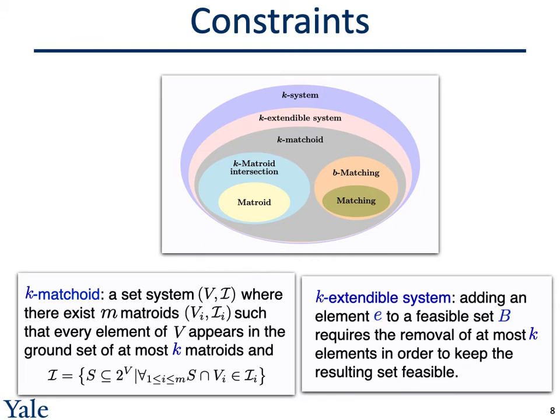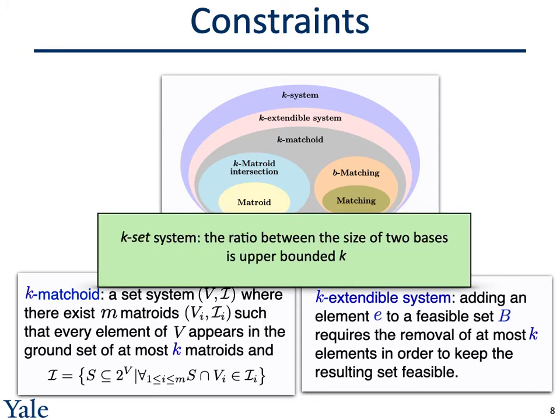K-matroid, as a generalization of many constraints from matroids to matchings, is a set system over m matroids where each element appears in the ground sets of no more than k matroids. In k-extendable systems, as a generalization of k-matroid, adding an element to a feasible set requires the removal of at most k elements in order to keep the resulting set feasible.